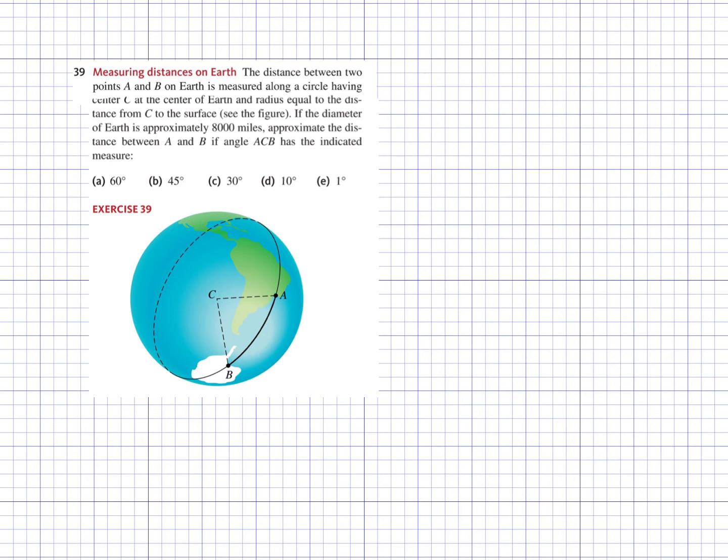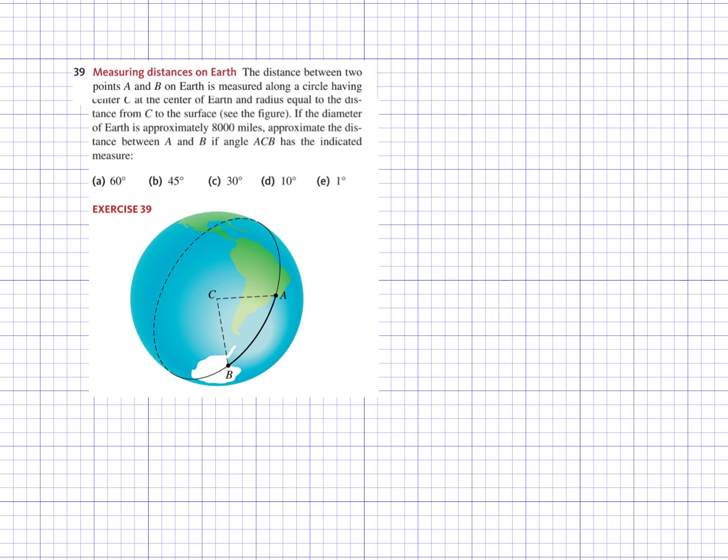Okay, just a couple story problems to show you that you can use this stuff. The distance between 2 points, A and B, on Earth is measured along a circle having center C at the center of the Earth and radius equal to the distance from C to the surface. If the diameter of Earth is approximately 8,000 miles, approximate the distance between A and B.